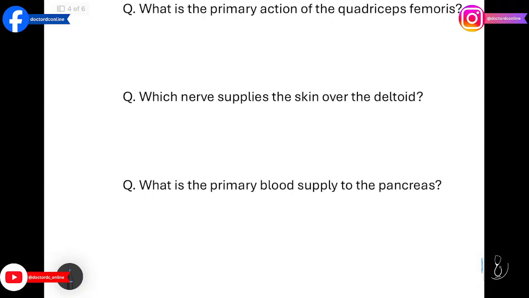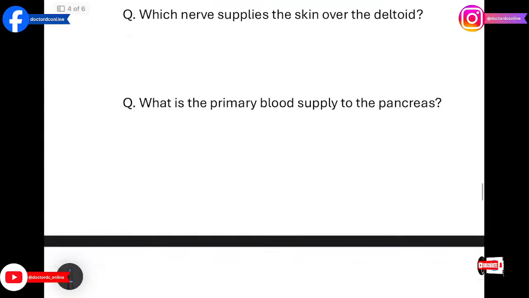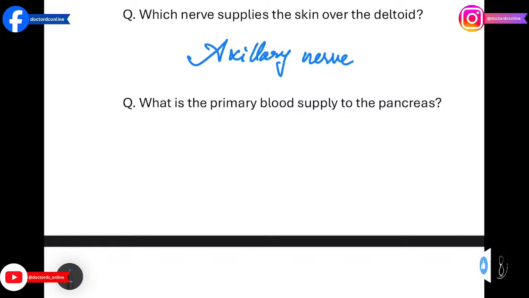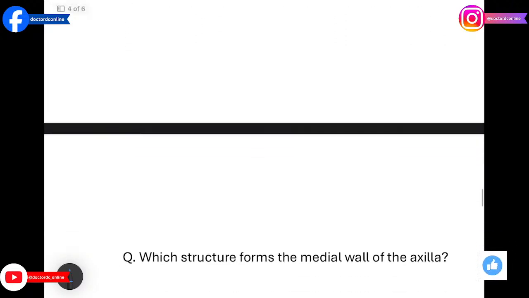The next question is what is the primary action of the quadriceps femoris? And the answer is knee extension, because this muscle group extends the leg at the knee joint. The next question is which nerve supplies the skin over the deltoid? And the answer is the axillary nerve, because its superior lateral cutaneous branch innervates this region.